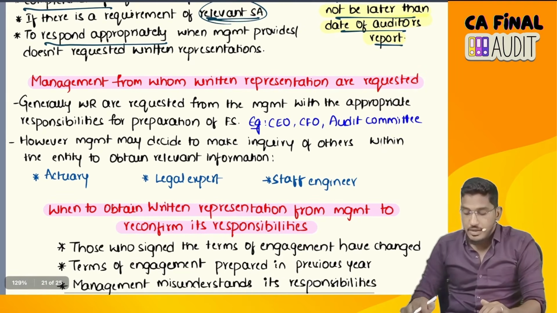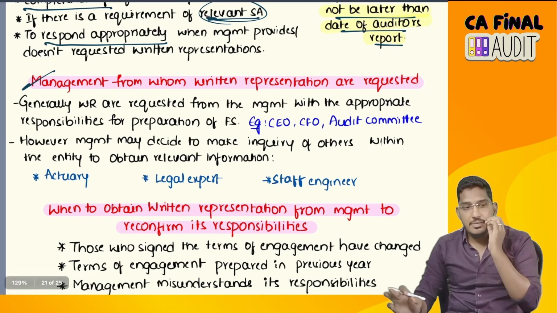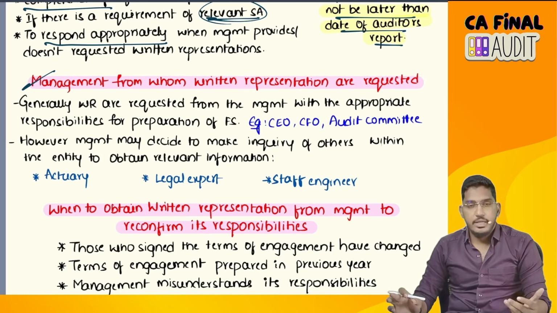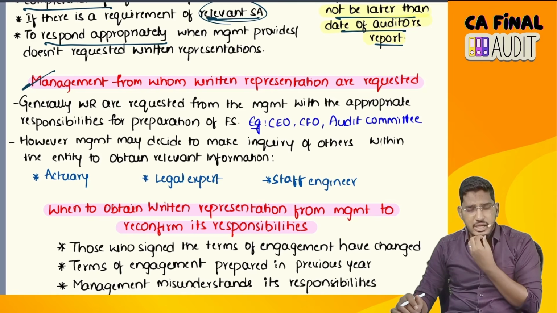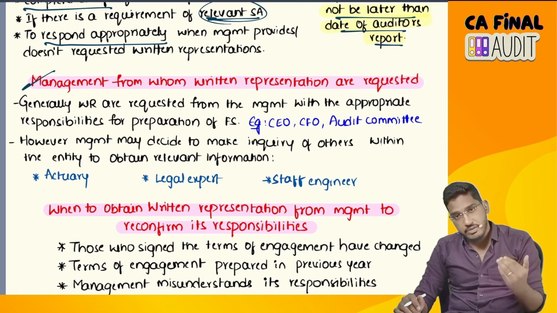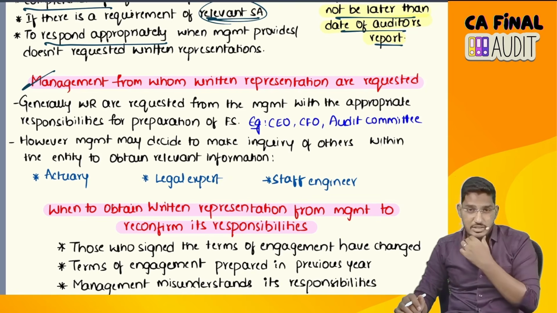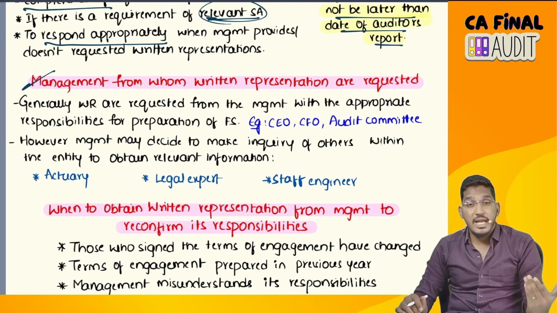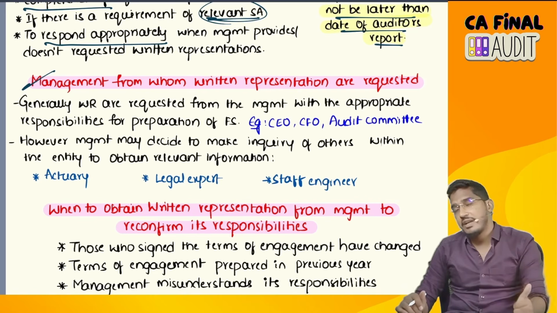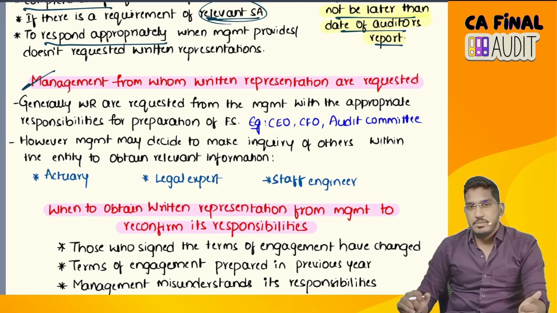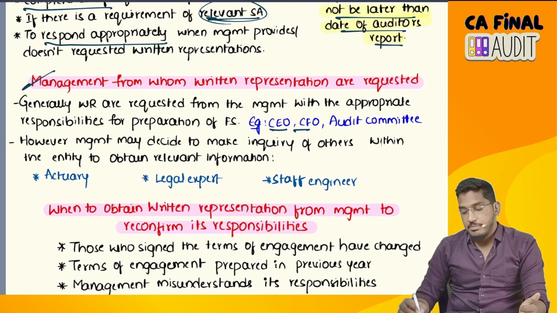Next, management from whom written representations are requested. When I say management, it is a very broad term. There will be many people who fall under the management definition. But from whom will I obtain written representation? I will not go to each and every management person. Generally, I request written representation from those people who are involved in the financial statement process, or from whom I expect a reasonable knowledge regarding the financial statements and items. Generally, like the CEO of the company, the CFO of the company, or if an audit committee is there, the audit committee. We generally believe that these people will have all the requested information.